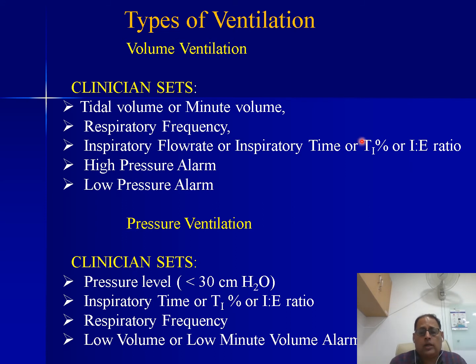So depending on the type of ventilation, if it is volume ventilation, we set the tidal volume or the minute volume, the respiratory frequency, the inspiratory flow rate or the inspiratory time, or the inspiratory time percentage or the IE ratio. We set the high pressure alarm, the low pressure alarm, and obviously the FiO2 and PEEP. In pressure control ventilation, we set the pressure levels, which usually are set at less than 30 centimeters of water. We set again the inspiratory time or the inspiratory time percentage or the IE ratio. We set the respiratory frequency. We set the low volume or low minute volume alarm, and we set the FiO2 and PEEP.